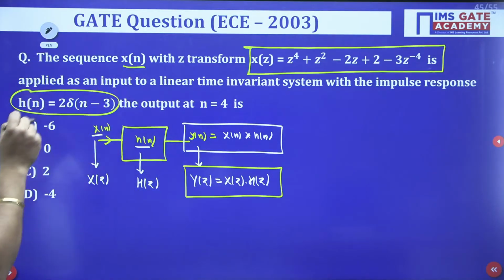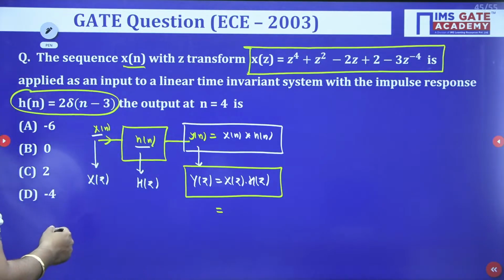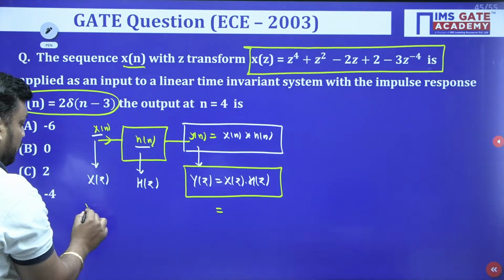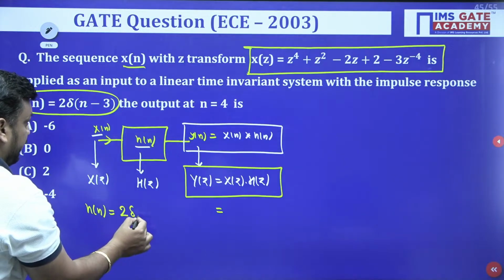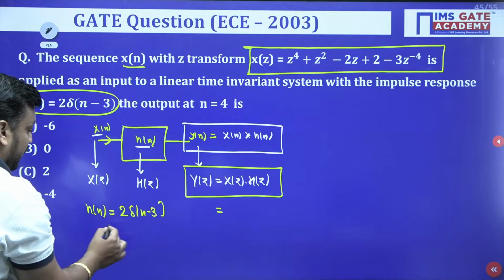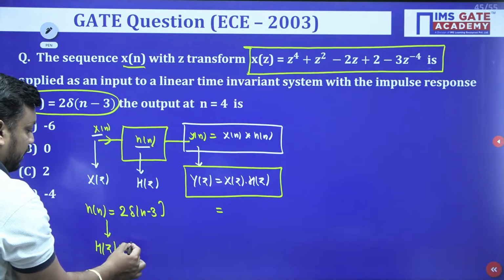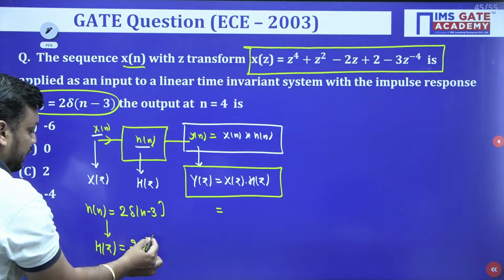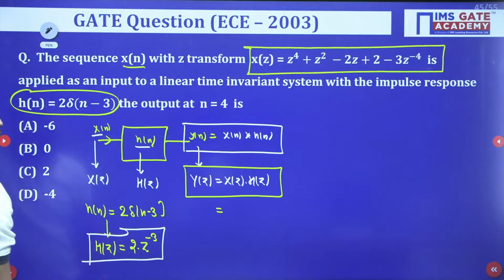Now you should tell me, guys, if I multiply h of z, what is h of z? h of n is given to you: twice delta of n minus 3. If I take its z transform, I will get H(z) equal to 2 into z to the power minus 3.